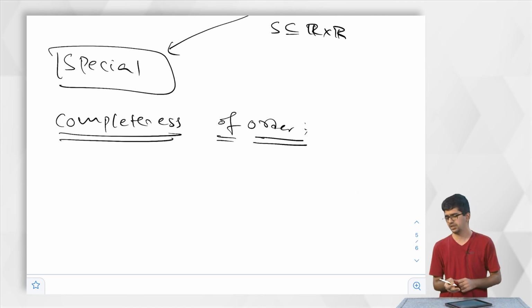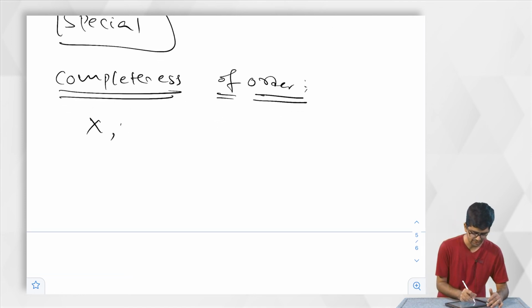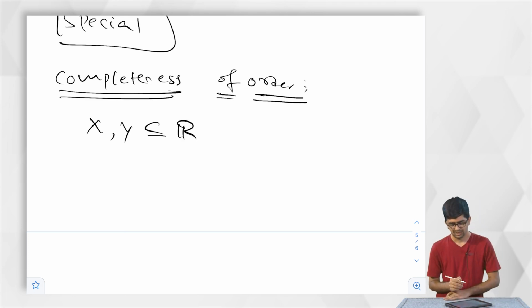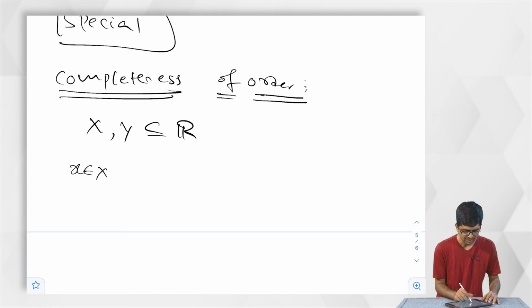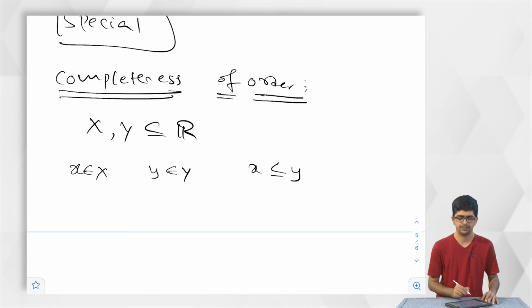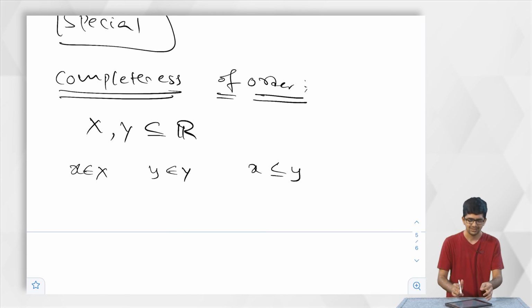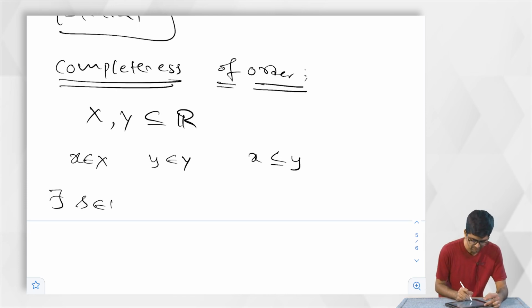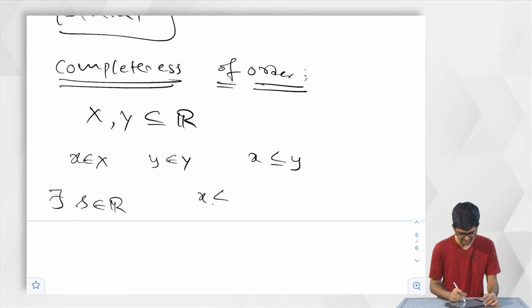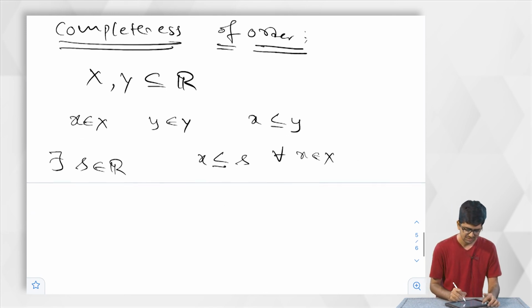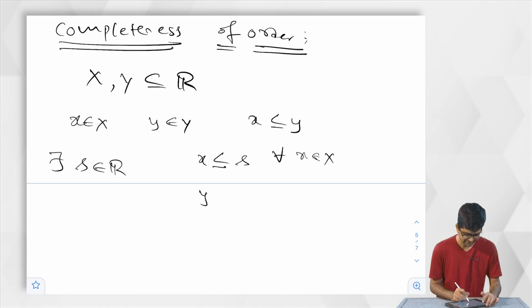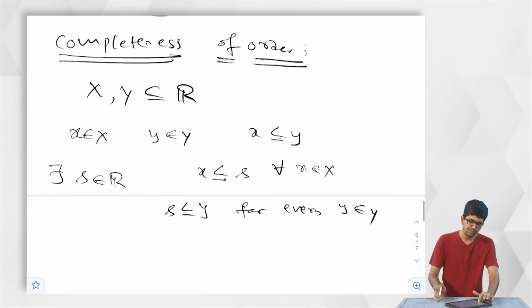So what does this condition say? Suppose I take two subsets of R, X and Y, and I know that for every x belonging to X and y belonging to Y, we have x less than or equal to y. This is the starting condition that I am assuming. X and Y are two subsets of R with the condition that for every x in X and y in Y, x is less than or equal to y. The completeness says there exists an element S belonging to R such that x is less than or equal to S for every x in X. Similarly, S is less than or equal to y for every y in Y. So this is the completeness of order.